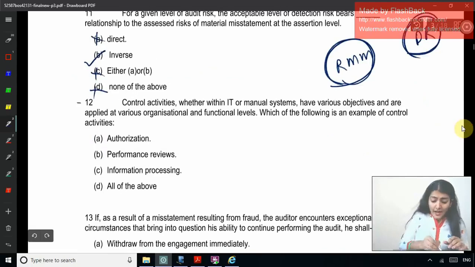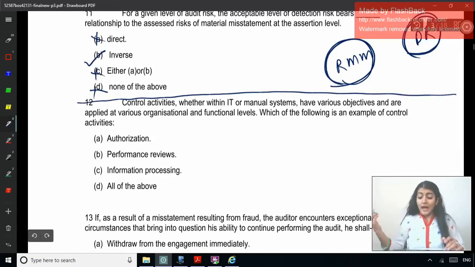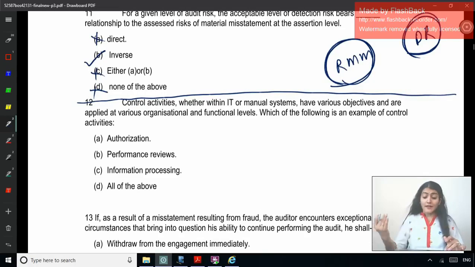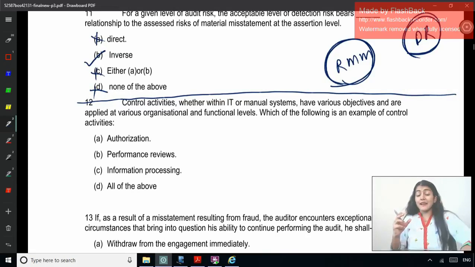Next one. Control activities, whether within IT or manual systems, have various objectives and are applied at various organizational and functional levels. Which of the following is an example of control activities? So we have the 5 components of internal control in SA 315: control environment, risk assessment, information system and communication, control activities, and monitoring. Why are control activities defined? So that the control objectives in the organization are achieved. Whatever you want to achieve by designing that control, accordingly you need to design an activity. So should there be proper authorization?